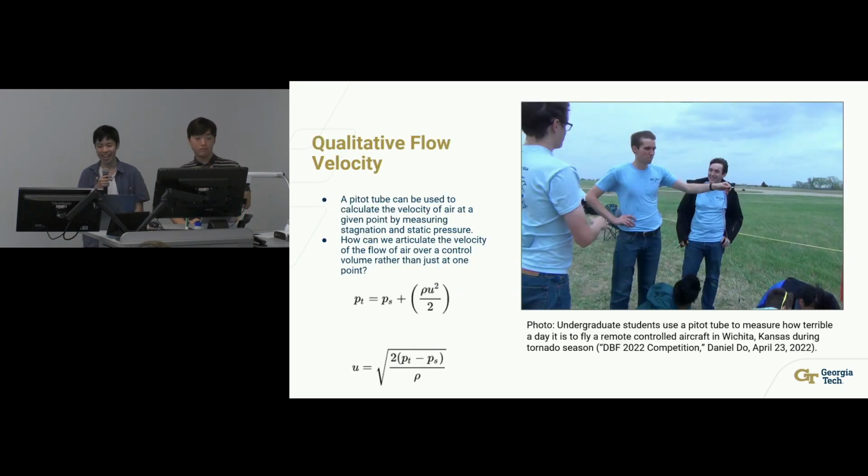An example of qualitative data on fluid flow velocity, from my own undergraduate experience, is the measurement of current airspeed with a pitot tube. A pitot tube can be used to calculate the velocity of air by measuring stagnation and static pressure. Having a general understanding of how fast a wind gust is might be good for figuring out if it's a good idea to take your only competition-ready remote-controlled aircraft into the sky, but how can we articulate the velocity of airflow over a larger control volume rather than just at one single point?